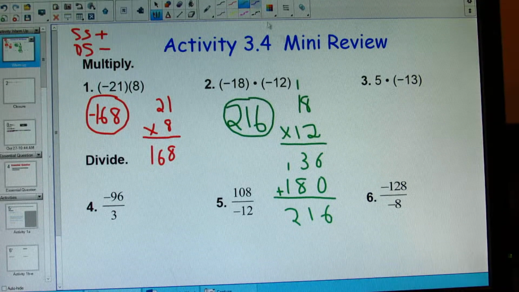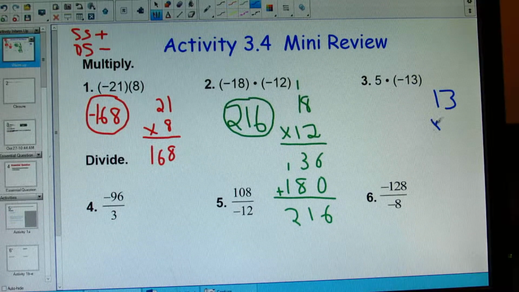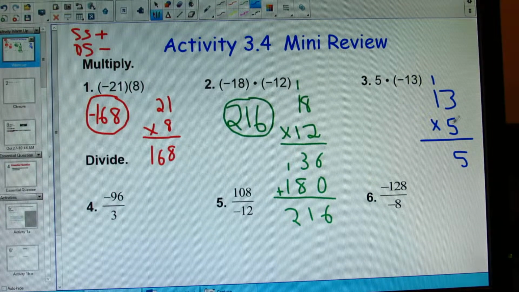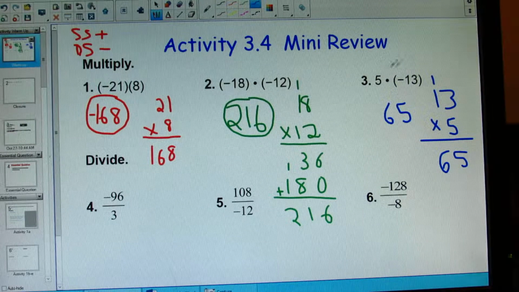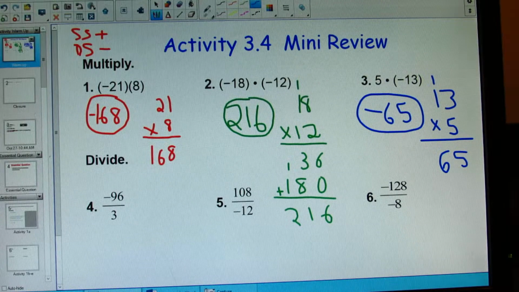And my last guy over here, 5 times negative 13. So I'm going to multiply 13 times 5. I always like to multiply the larger number on top and the smaller number on the bottom. That's just my preference. 5 times 3, that's 15. 5 times 1, that's 5. And 1 more makes 6. So my answer is going to be 65, and it's going to be negative because these are different signs. Negative 65. Okay, on to dividing.